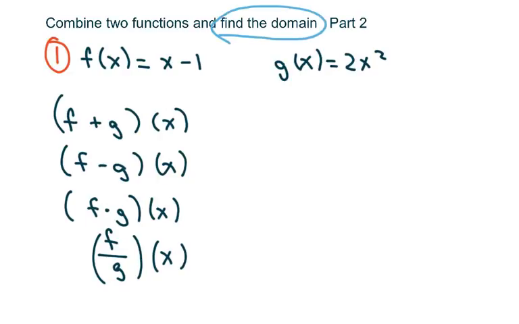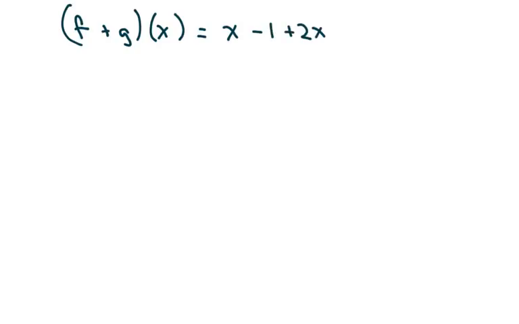So the first thing we're going to do is find f plus g of x, which equals x minus 1 plus 2x squared, which equals 2x squared plus x minus 1. The domain is all real numbers. I'm just going to write it this way. The domain is all real numbers.